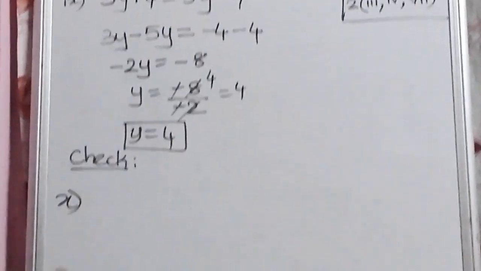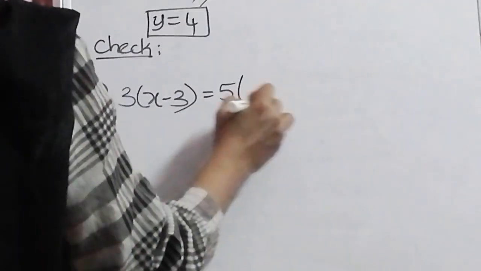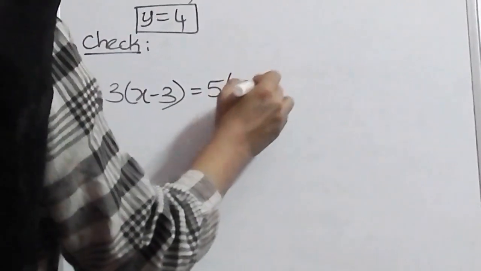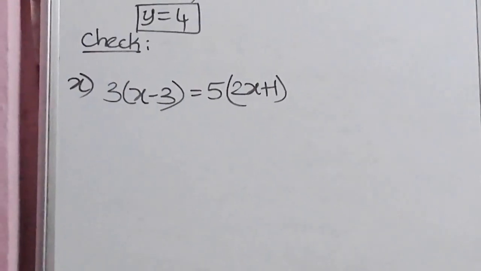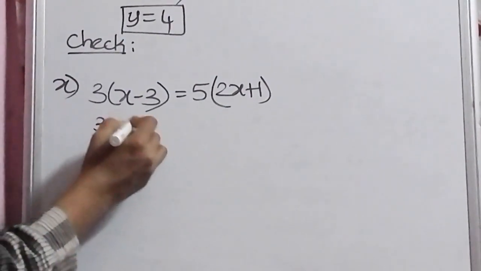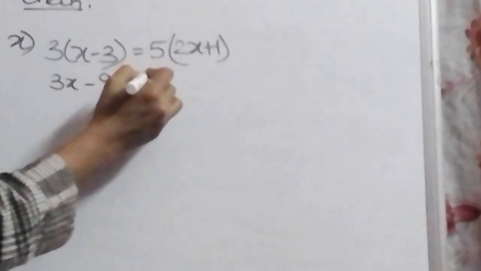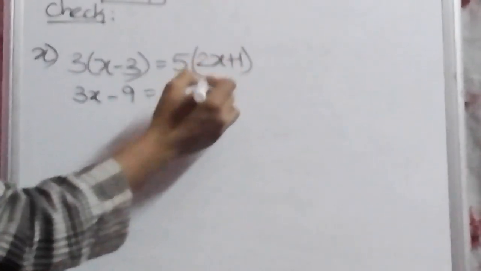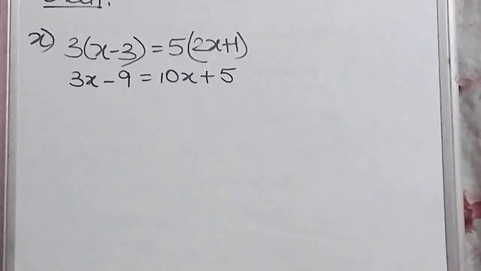10th question. 3 into x minus 3 is equal to 5 into 2x plus 1. So now you multiply. 3 into x is 3x, minus 3 3s are 9. 5 into 2 is 10. 5 2s are 10. 10x plus 5 1s are 5.